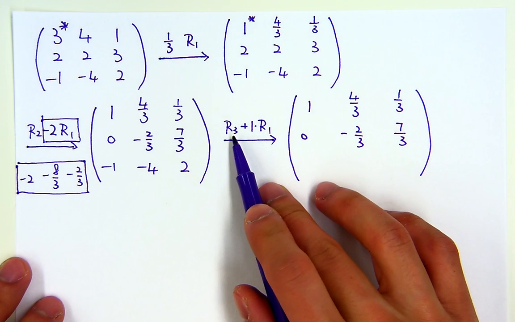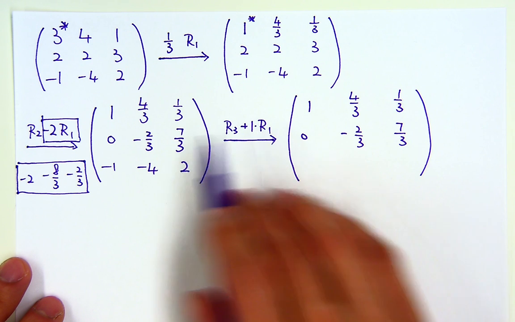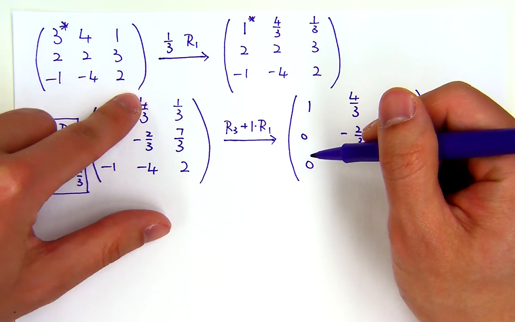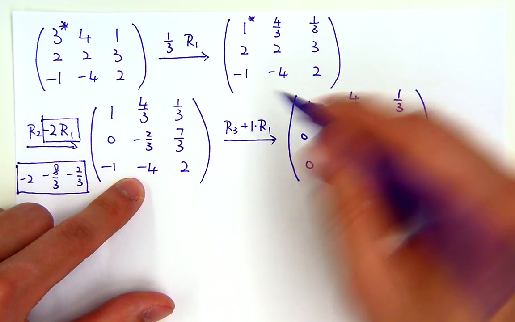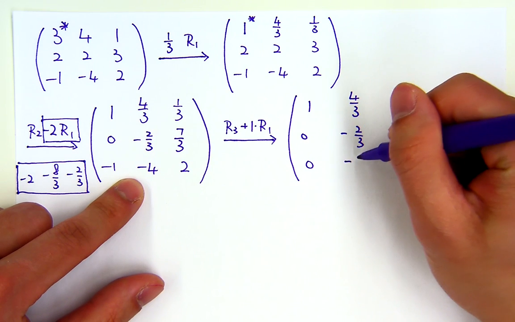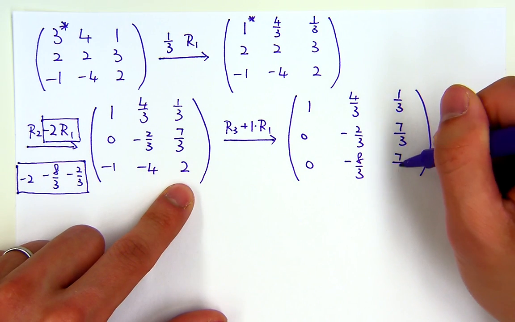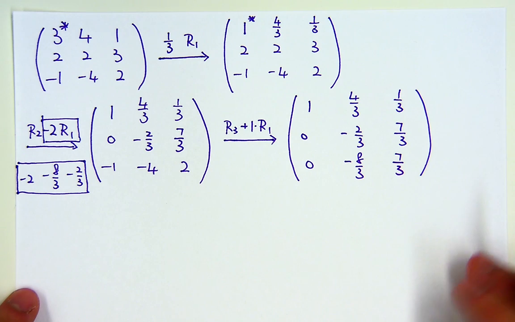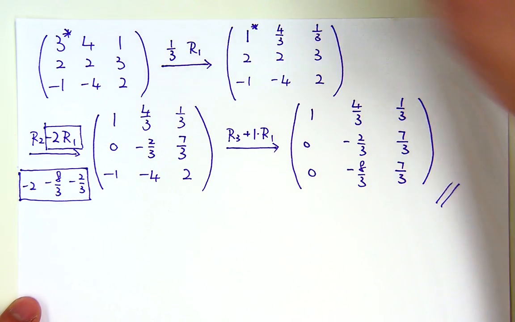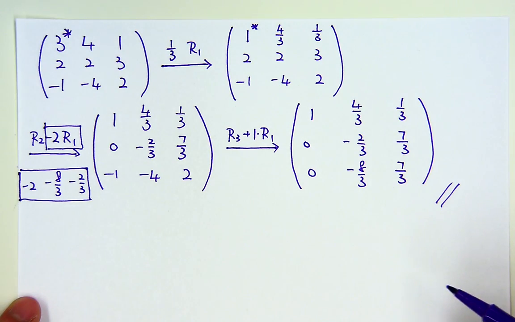In the third row, it's going to be adding 1 times of R1. That means just add directly the R1 into it. So 1 plus -1 is 0. 4 over 3 plus -4, this is -12 over 3. So plus 4 over 3 is -8 over 3. And then 1/3 plus 2 is 7 over 3. This is the end of the pivoting procedure because I have turned the 3, the pivot entry, into a 1, and all other entries in the pivot column are zeros.